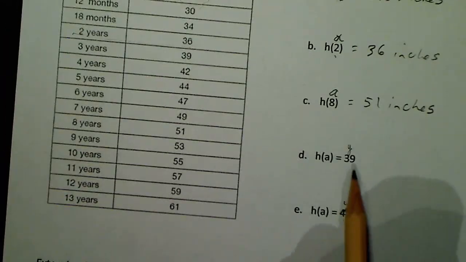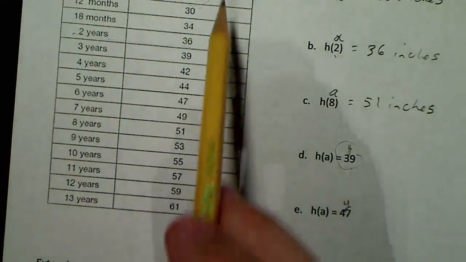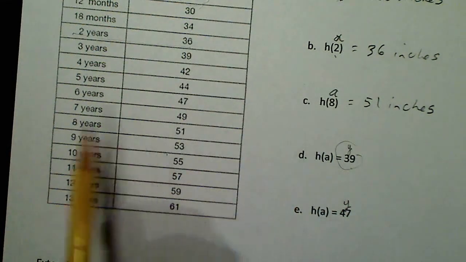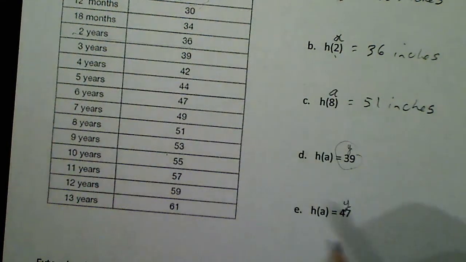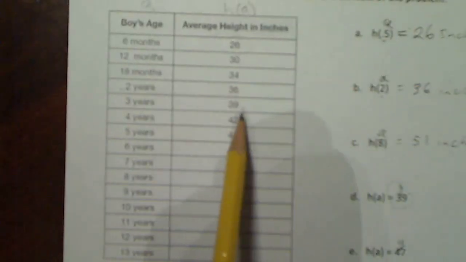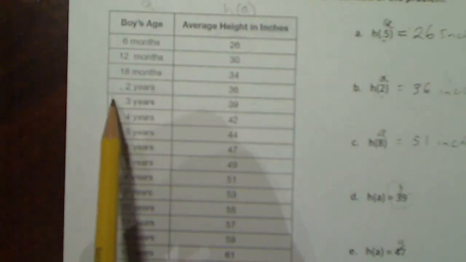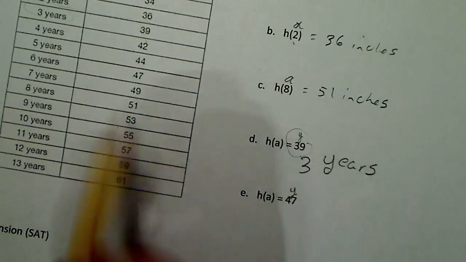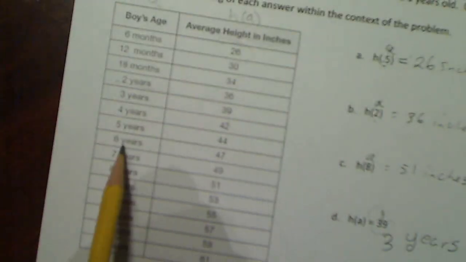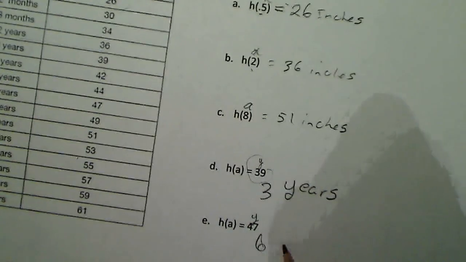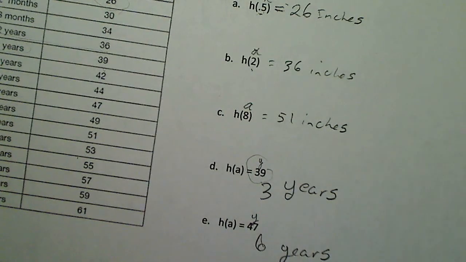Here, it tells me that my y, or my h of a, is 39, which is the second column. So it wants to know what the number of years is in this case. At 39 inches, my age at that point is 3 years. And then same thing with 47 inches. It looks like my age is going to be roughly 6 years. Okay, and that's evaluating with function notation.